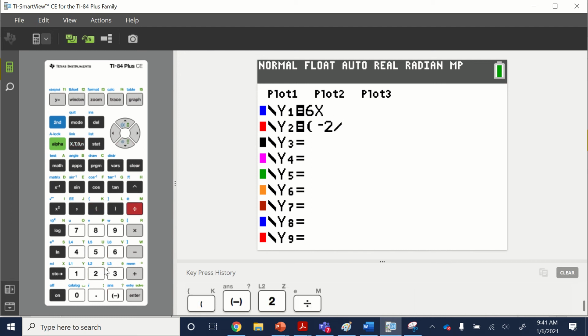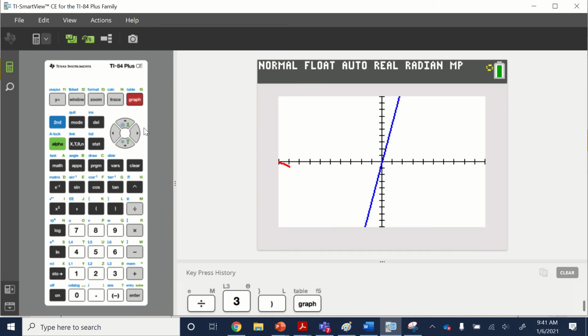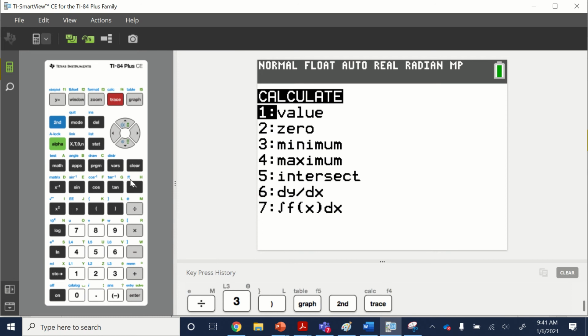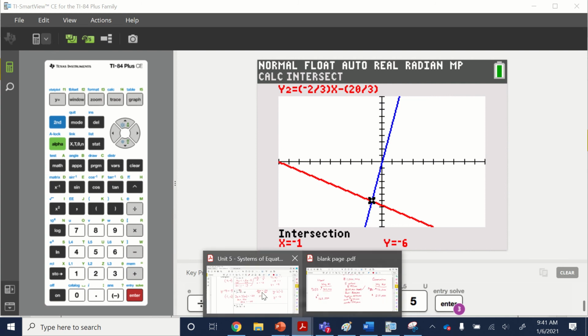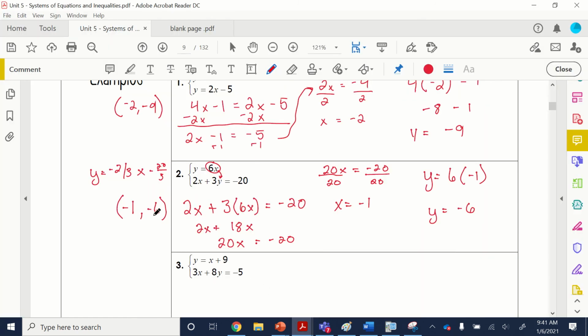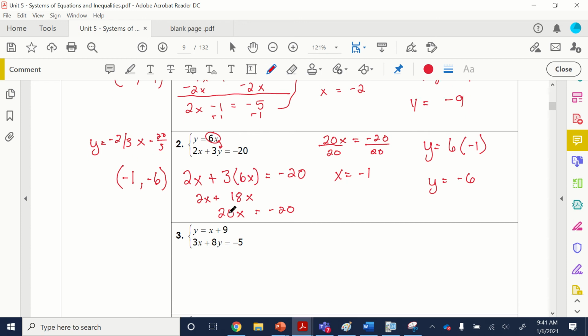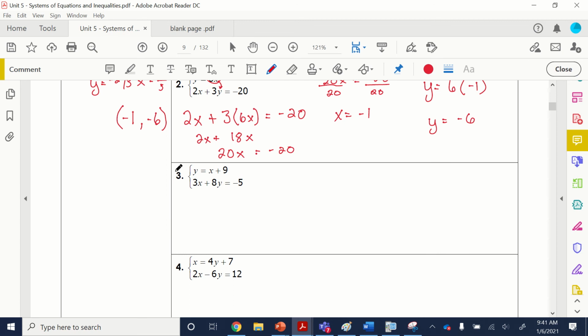Negative 2/3 x minus 20 divided by 3. Second trace, intersect, yes, yes, yes: negative 1, negative 6. If you were doing a multiple choice test or something that you were timed in, do it in the calculator. It's faster, but you do need to practice doing it this way, okay?